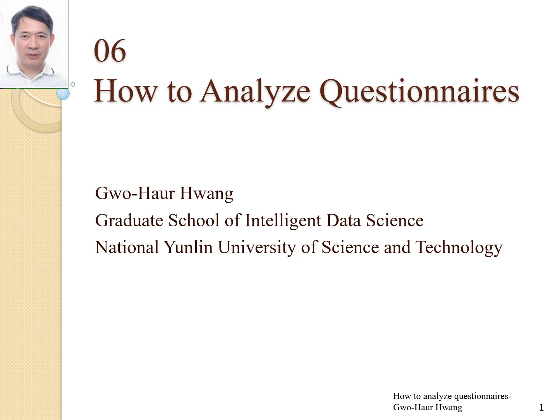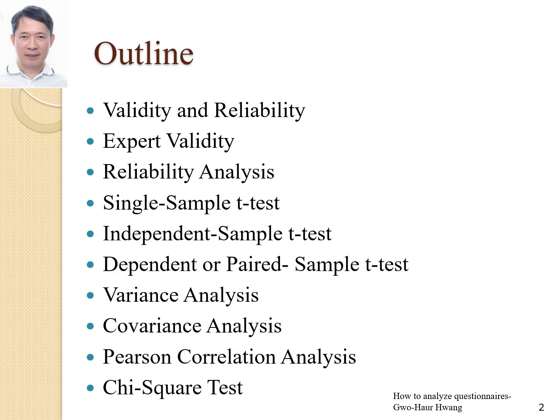Today I would like to introduce Unit 6, which is how to analyze questionnaires. In this unit, I will introduce the validity and reliability, expert validity, reliability analysis, single sample t-test, independent sample t-test, dependent or paired sample t-test, variance analysis, covariance analysis, Pearson correlation analysis, and chi-square test to you.